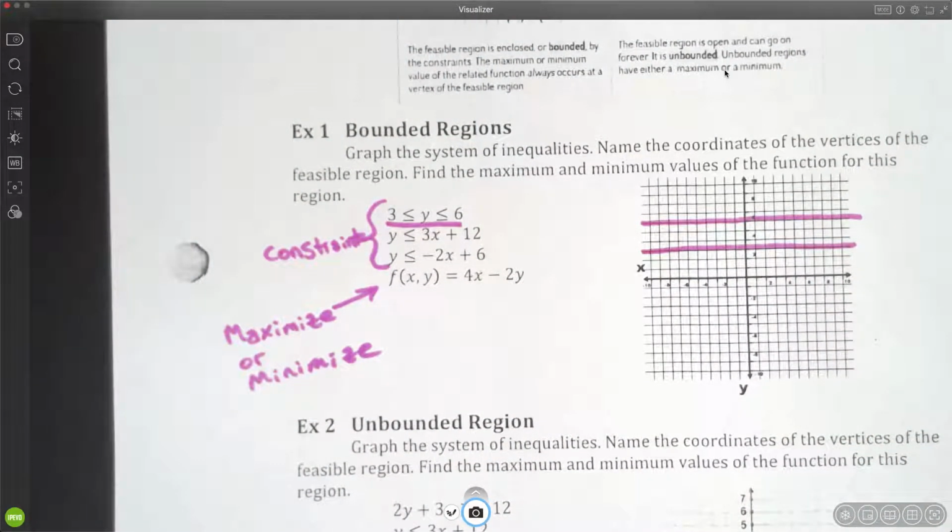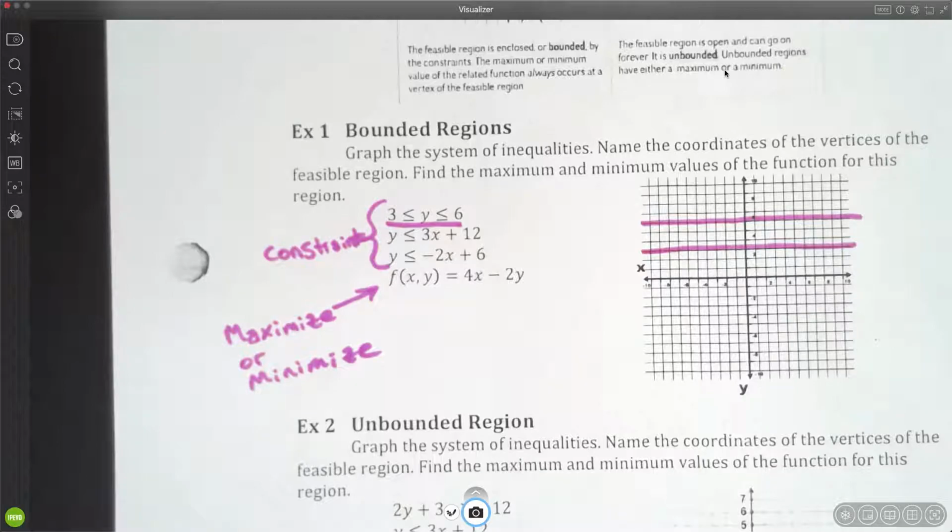So 3 and 6, those are my horizontal lines. Now the second one: y is less than or equal to 3x plus 12.